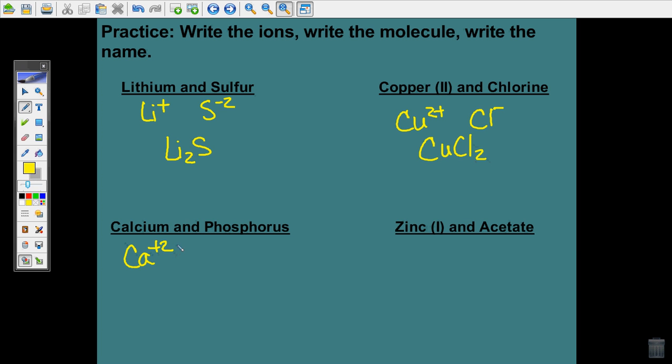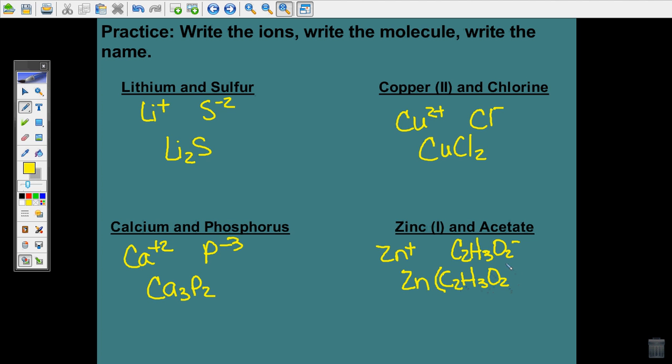Calcium and phosphorus. Calcium has a +2 charge. Phosphorus has a -3 charge. So I get Ca3P2. Zinc 1, plus charge, and acetate. Acetate is a polyatomic ion, one of those that you have to know, which is this. Just crisscross them like you usually do, and you get zinc acetate. Always write your polyatomic ions in parentheses. Okay.